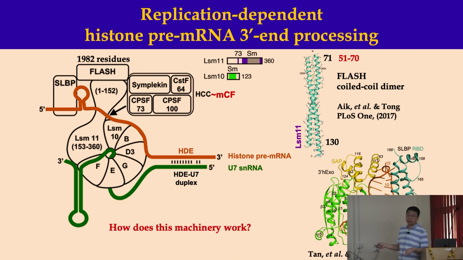The question then is, how does this machinery work? That's usually the case: we try to do everything recombinantly, so we try to reconstitute the entire machinery. We have the SLBP from this. We have HCC, or MCF, from our studies of the canonical machinery, so we have that protein expressed and purified. We have FLASH right here. So the first thing we tried was to reconstitute the entire ring. After a lot of effort, my postdoc actually succeeded in making the ring. So we have everything together. Now we can put them together, mix with the RNA, and see whether we can see cleavage right here, to see whether we get activity using this totally recombinant, reconstituted machinery.